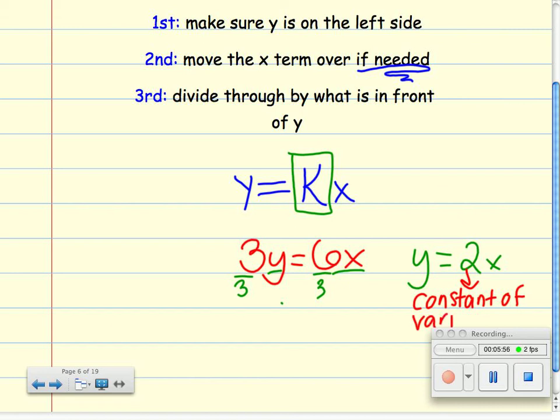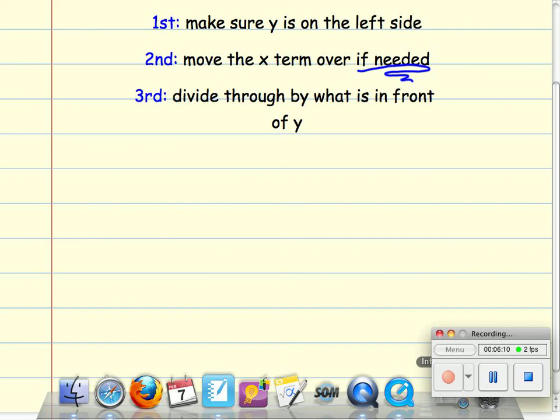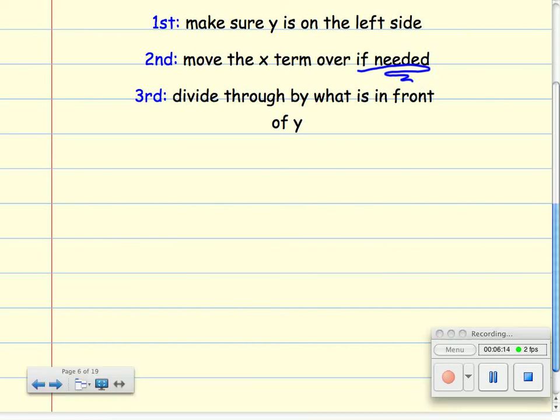They might ask you to find k. If we ask you to find k, that just means what's in front of x. If you have to find k, it just means what's in front of x. All right, I want you to do one like this.